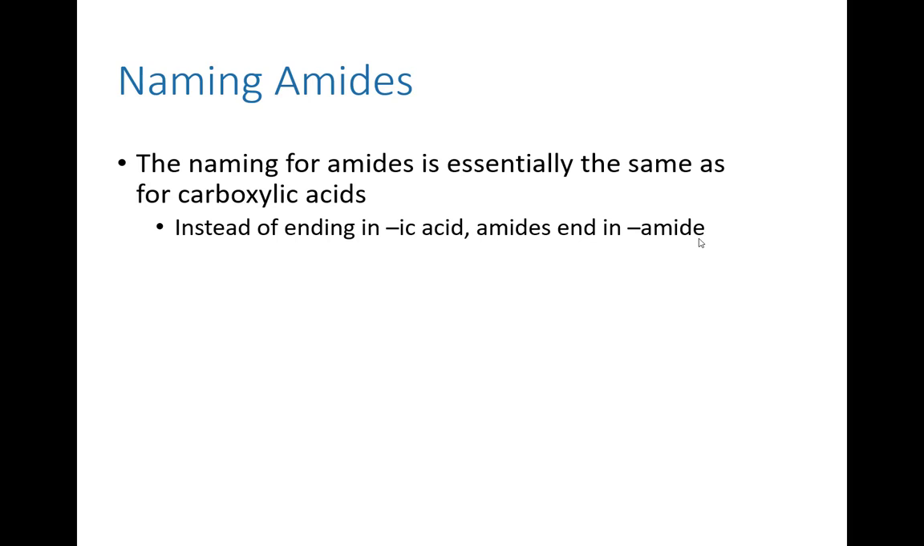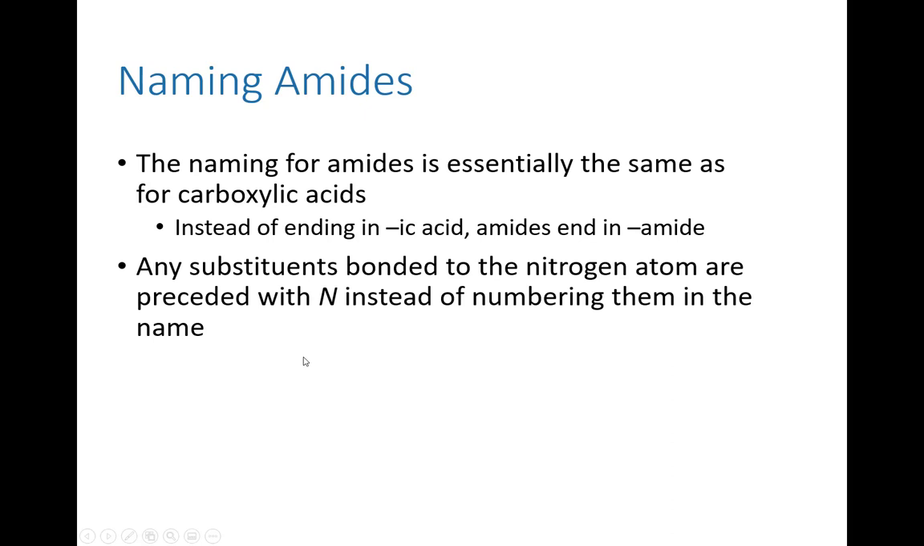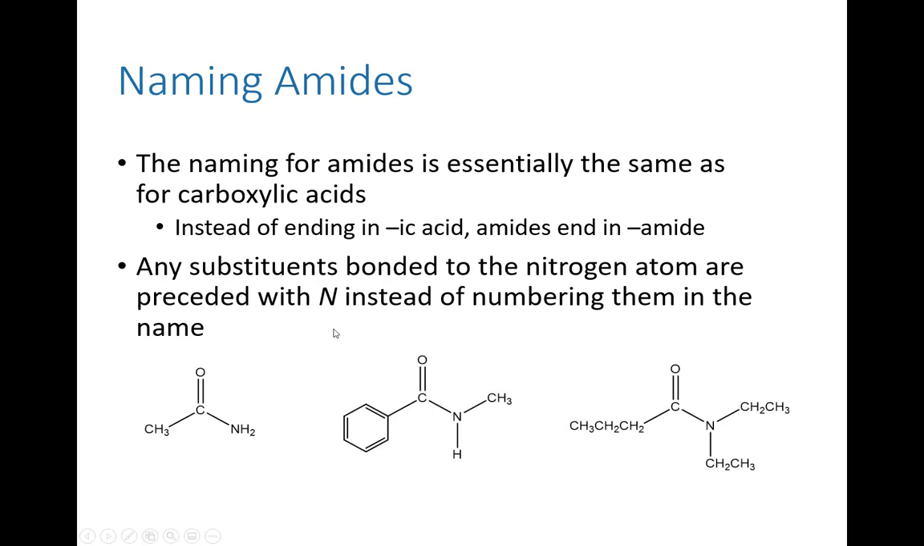There is one additional change that occurs for both amines and amides, but we're only going to look at this issue for amides, and that is when we have substituents bonded to a nitrogen, instead of numbering like we would normally do with substituents, we put the letter N in front of that substituent. Now obviously we're assuming that the compound only has one nitrogen. If there's more than one nitrogen, that would make this very challenging, and I won't ask compounds where that's the case.